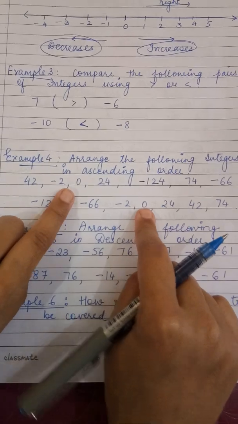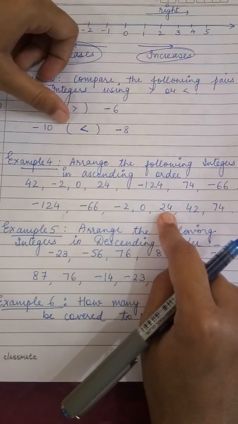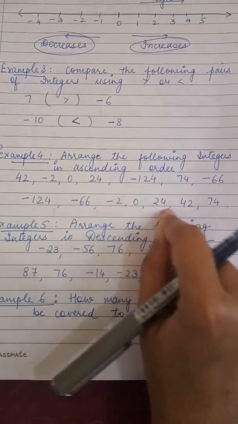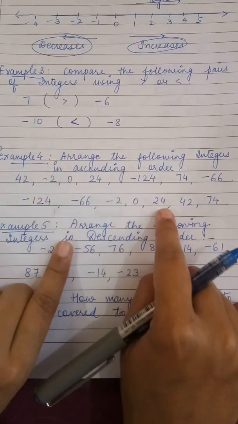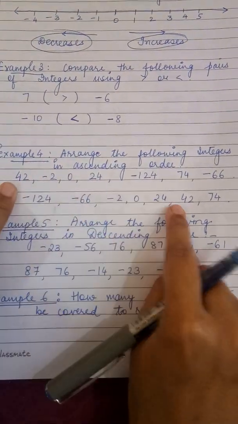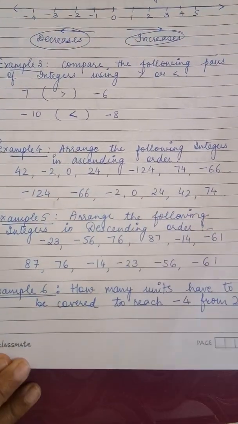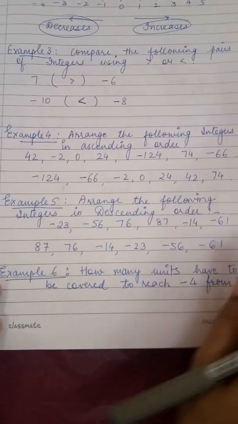After that 0, the number which is the smaller you are going to write first. The very traditional way that you do the ascending order, that's how you are going to do now. 24 will come, after that what will come? 42, then 74, like this it will go on. So from small to big, we have done it.